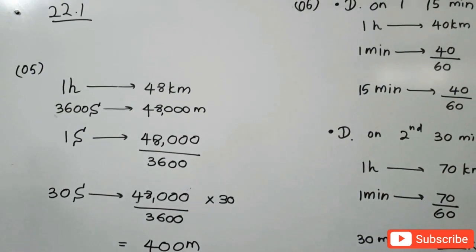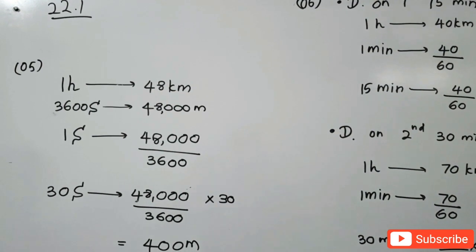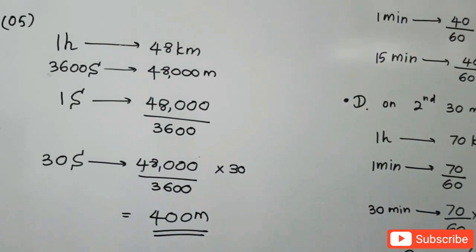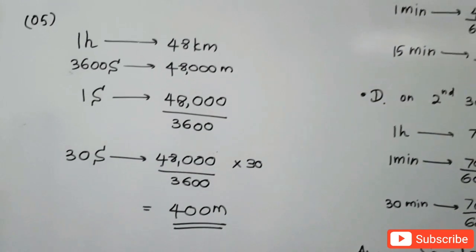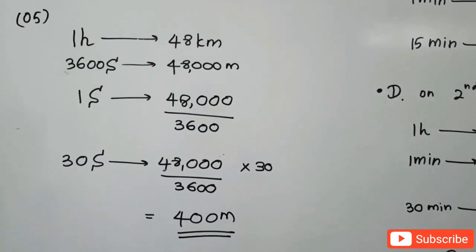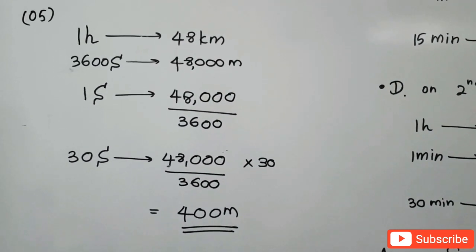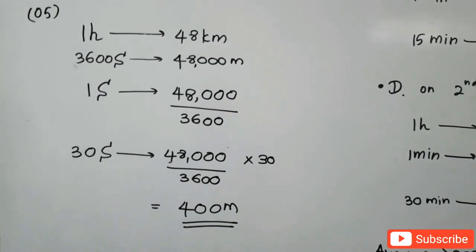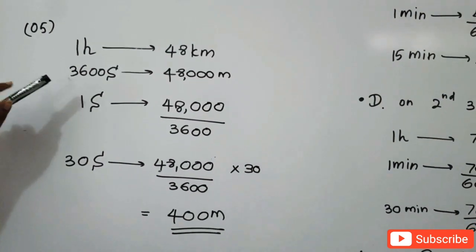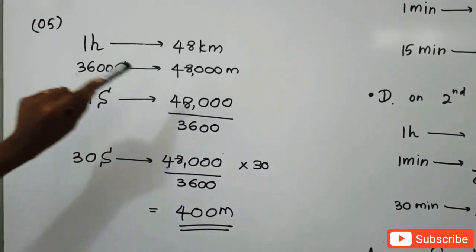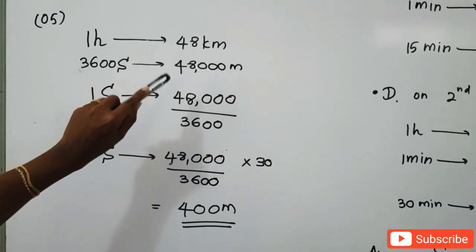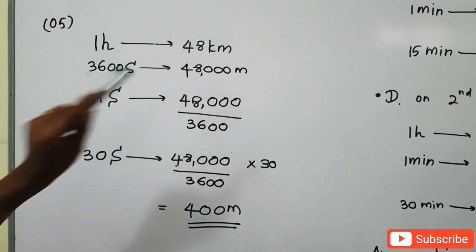Okay, question number 5. Find the distance in meters that a car which travels at a uniform speed of 48 km per hour covers during 30 seconds. Now, this is something different. If it travels 48 kilometers in 1 hour, and 1 hour means 3600 seconds. They are asking for the answer in meters, so we convert it to meters. It will be 48,000 meters.